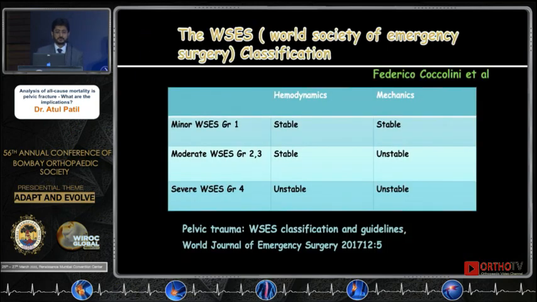So how do you know? There is one scoring system, the World Society of Emergency Surgery classification, which has 4 types: grade 1, 2, 3, and 4. Grade 1 is stable hemodynamics, stable mechanics. Grade 2 is stable hemodynamics, unstable mechanics, and grade 4 is unstable, unstable. So this is where we have to prevent mortality.